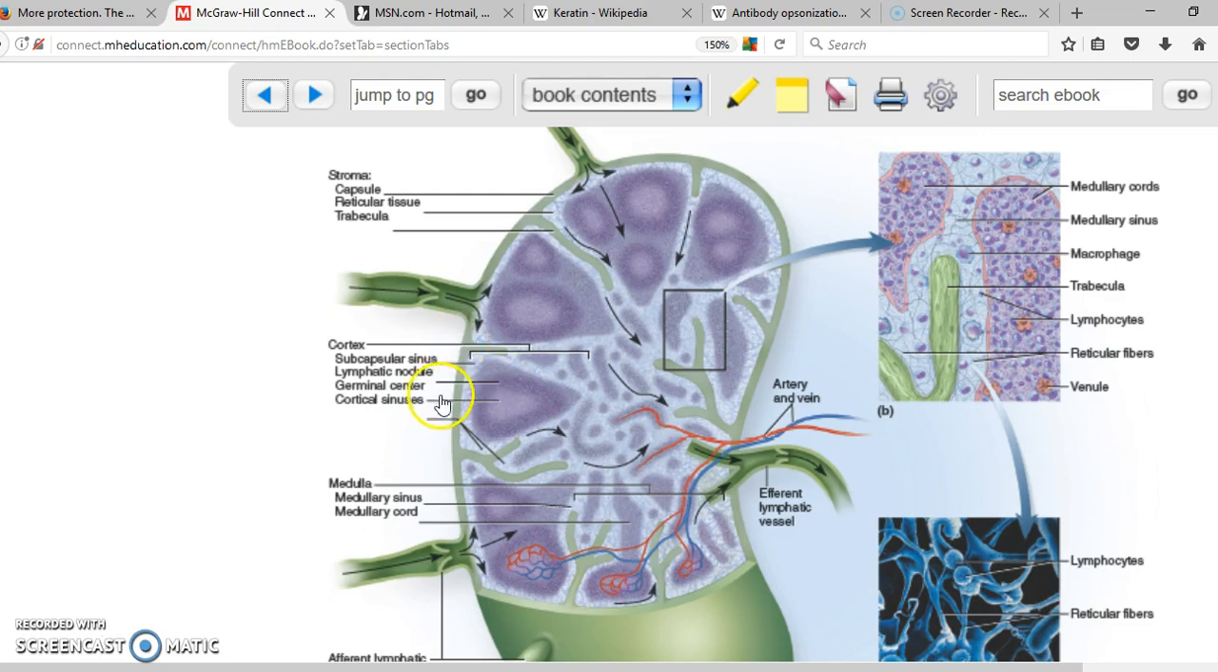Not only that, the lymph node also shows a capsule. And since I told you they are located in the path of the lymphatic vessel, they are going to have an efferent lymphatic vessel, which is this one, and afferent lymphatic vessels. Okay.